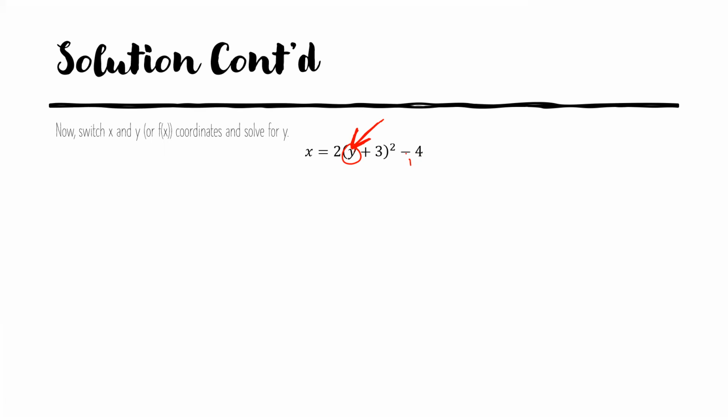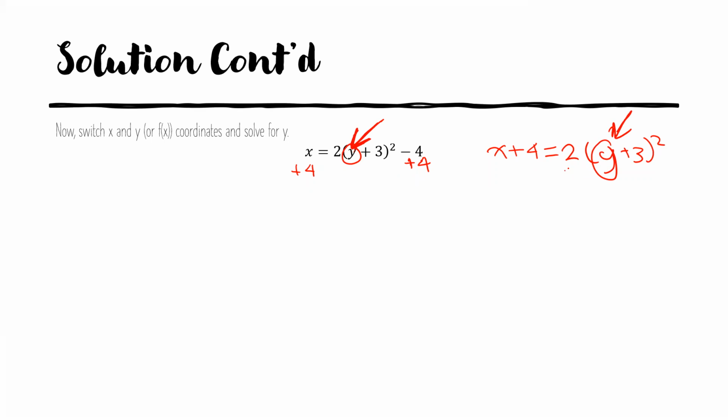So if I'm trying to get the y by itself, I'm going to first bring the 4 over. And I do that by adding a 4 to both sides. And I'm showing you all the steps here first, and then I'm going to show it to you a little bit more neatly. So we have x plus 4 is equal to 2 times (y plus 3) squared. What do I do next? Well, the next step, I always want to get rid of what's furthest away from the y first, and then we'll get closer and closer to getting the dependent variable y by itself.